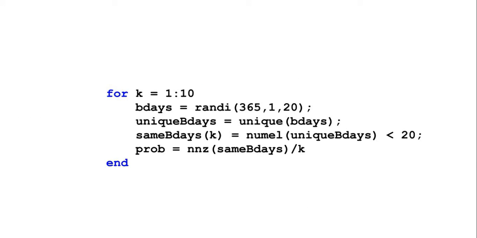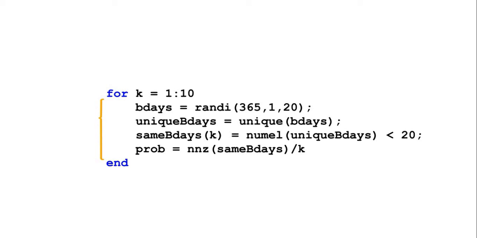A for loop uses a loop variable, which changes value each time we execute the for loop. The values of the loop variable are defined by this vector. Here, our loop variable k will take on every integer from 1 to 10. The commands in between the for and end keywords are executed once for every possible value of k.